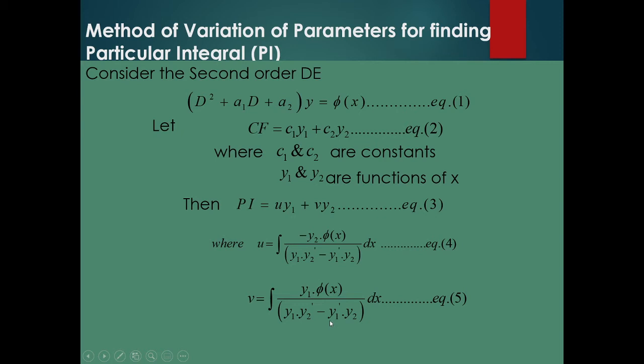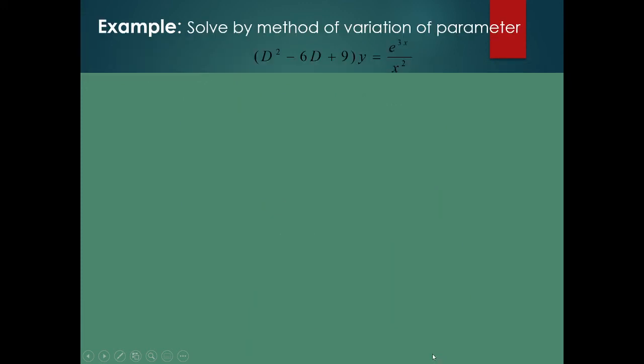Therefore, we have to find out the denominator term first, and then find out u and v values and substitute these u and v values in equation 3 and write down the required PI, and lastly write down the complete solution y equal to CF plus PI. Now we discuss a problem on this.